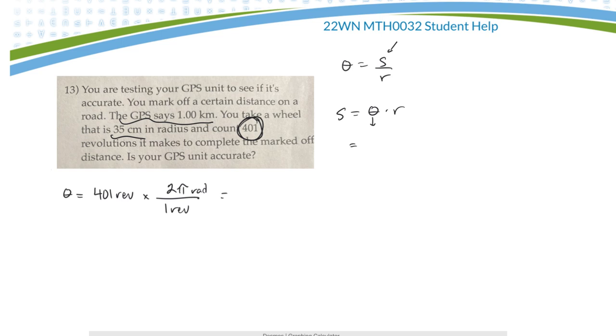Okay, so 401 times 2 pi, 802 pi. Let me figure that out.